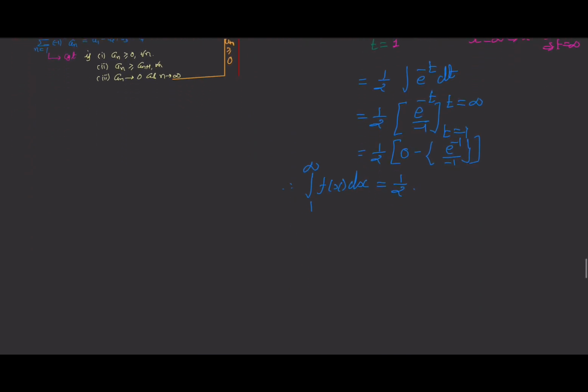So how do you end this exercise? Therefore, by the integral test, this is finite. So summation n is equal to 1 to infinity is also finite. That simply means summation n is equal to 1 to infinity is convergent.